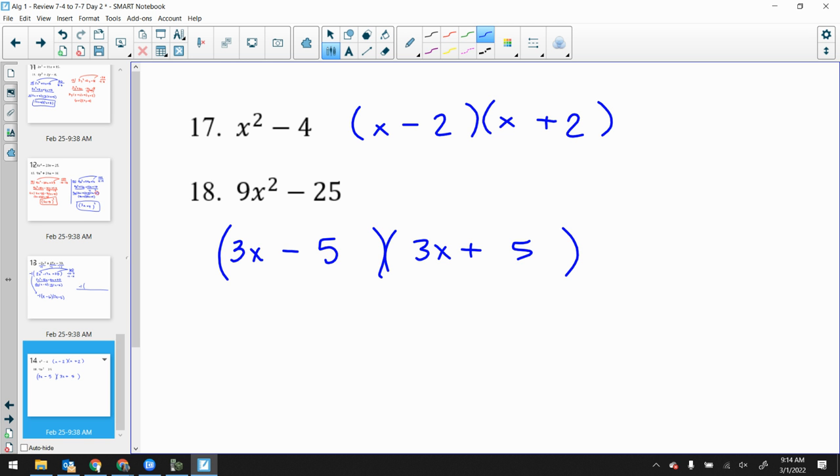Remember that for every single problem, Sid, you can answer this question. How would I check every one of these answers? Reverse it. Multiply it back together, right? I would FOIL them back together or distribute, whatever you need to do. Multiply it back together and you should get your initial problem. So on tomorrow's quiz, if you're questioning any one of your answers, multiply it back together. That's the easiest way to check it. Okay?